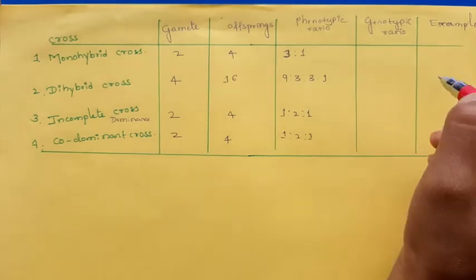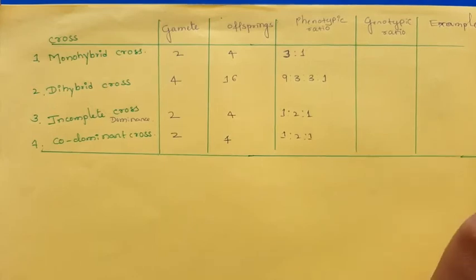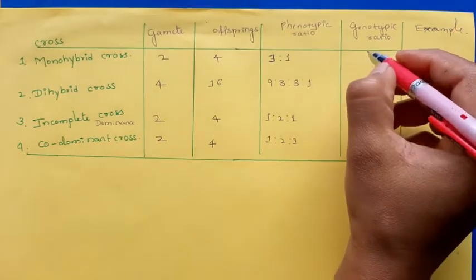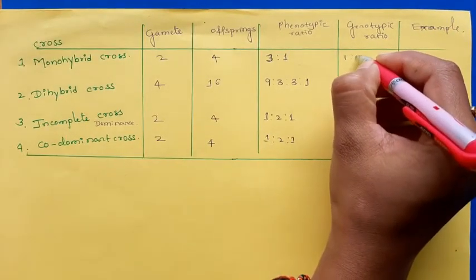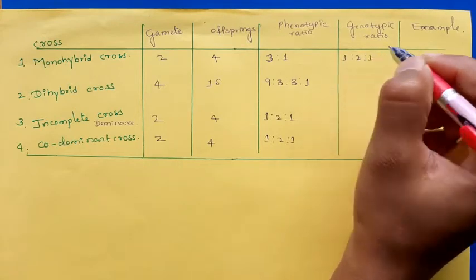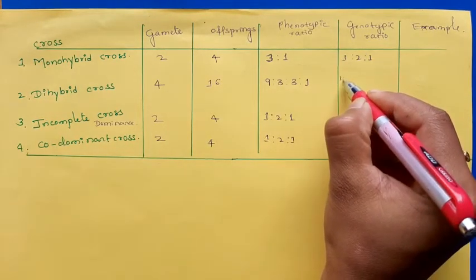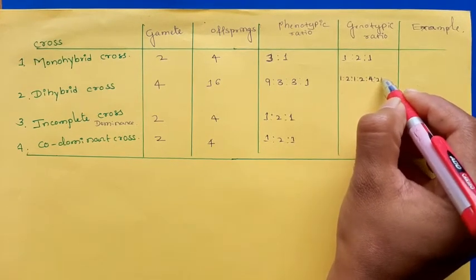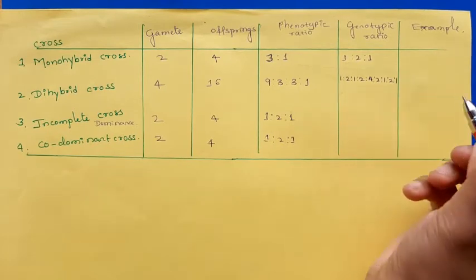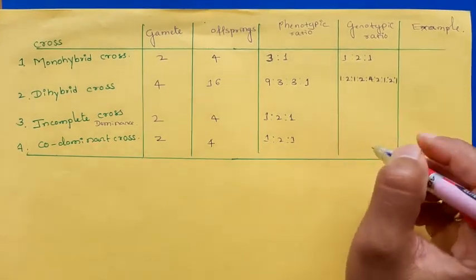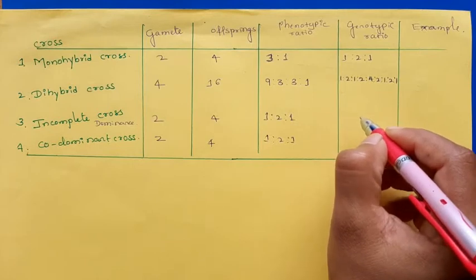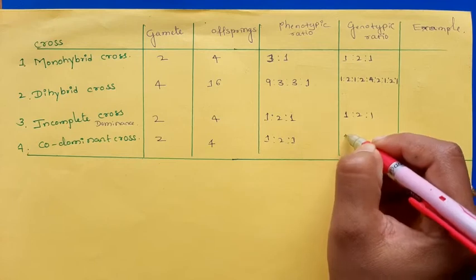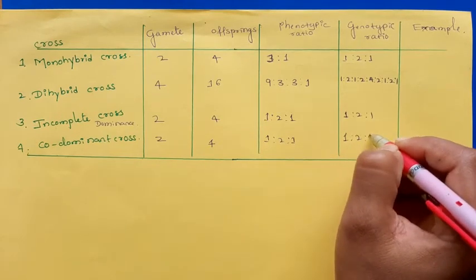Then the genotypic ratio for monohybrid cross is 1:2:1. For dihybrid cross, the ratio is 1:2:1:2:4:2:1:2:1. It's very simple. Then for incomplete dominance the ratio is 1:2:1, and the codominance genotypic ratio is 1:2:1.